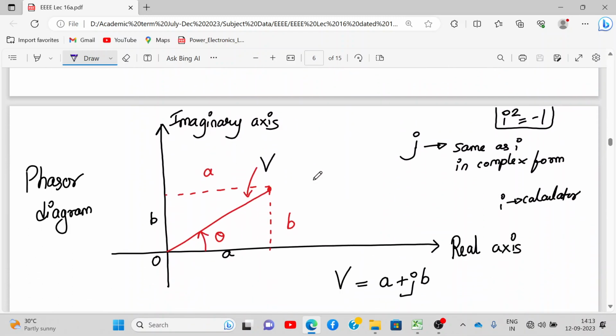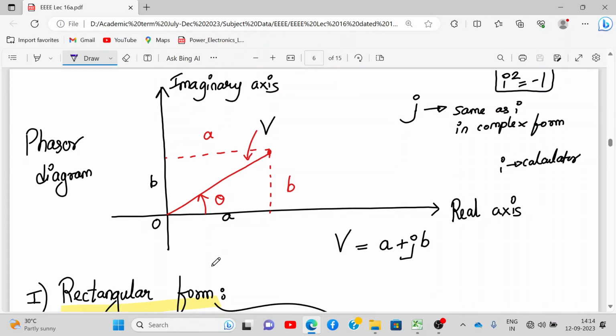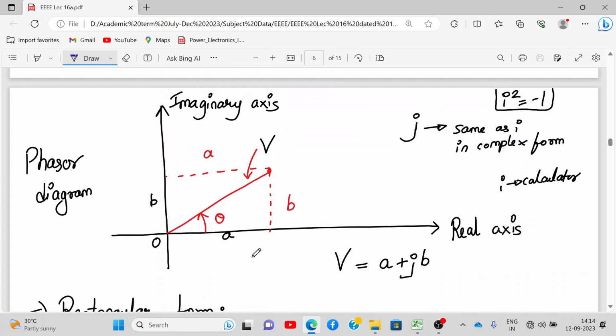So let's understand it. You need to draw this diagram. I mean the real axis and imaginary axis. So let's say you have a real axis and imaginary axis. You know what is J or i, right? Complex number. You have studied in mathematics, right? So here, just draw this. We have a vector V whose x coordinate is A and y coordinate is B. And it is making a phase angle of theta degrees.